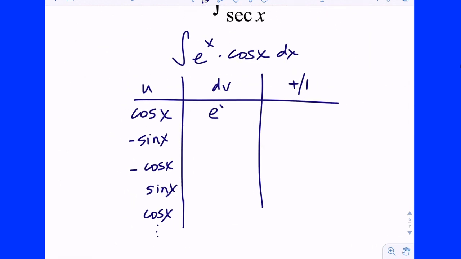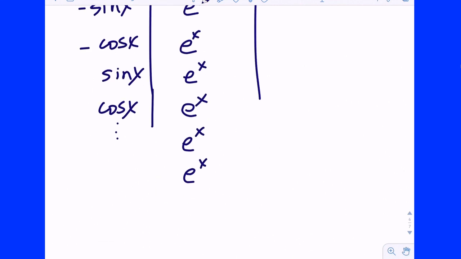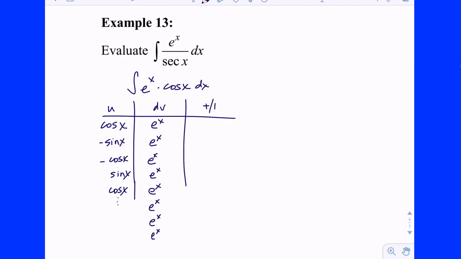And then this one, e to the x. The antiderivative, e to the x. Its antiderivative, e to the x. And so on. If you're watching this at home, it didn't get stuck in a video loop. We're actually taking antiderivatives. E to the x. All right, fun.